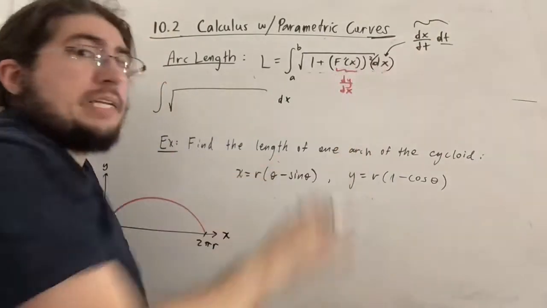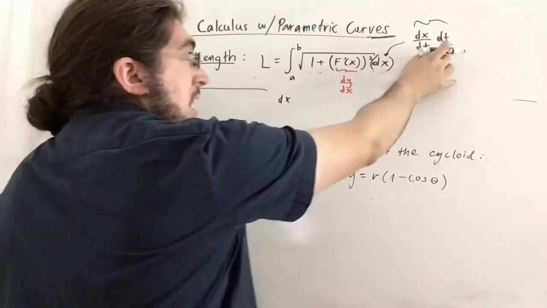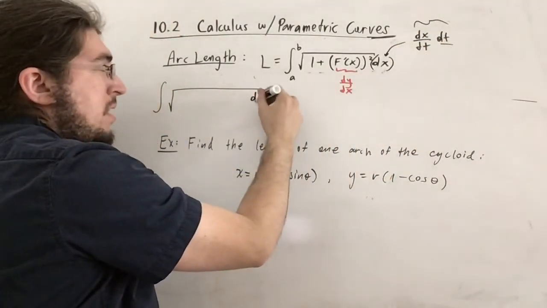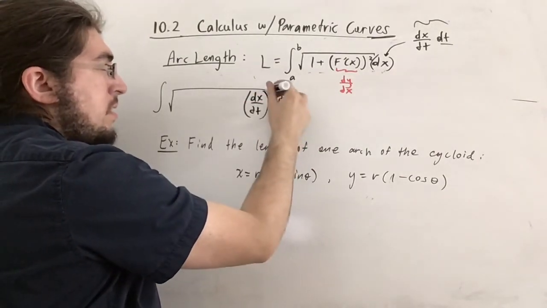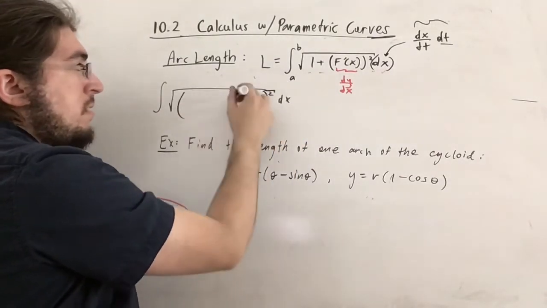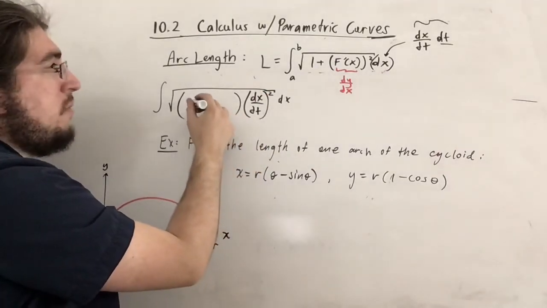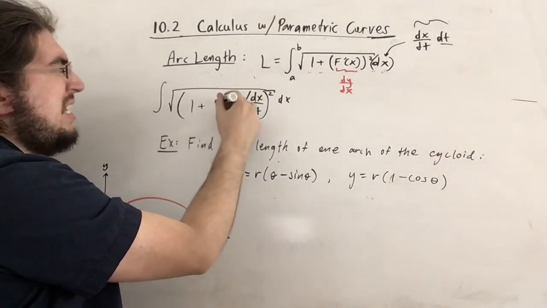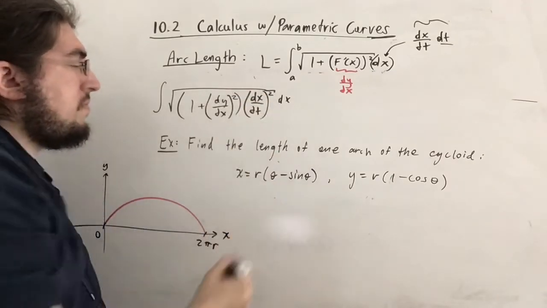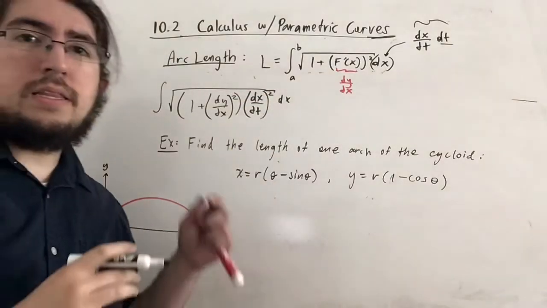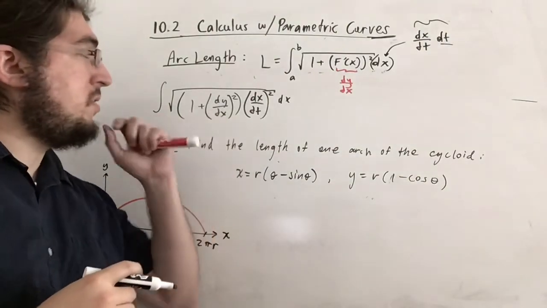So this dx is gone. dx dt, I'm bringing in as a square. So dx dt squared into this radical. And inside the radical, what do we have? We have 1 plus dy over dx all squared. Okay, this is actually good. There's a lot of good news here.